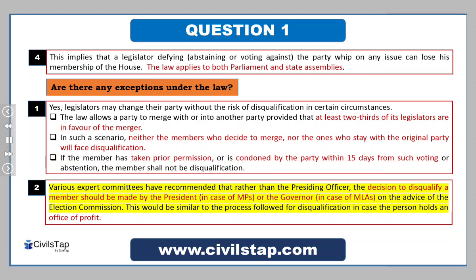Various expert committees have recommended that rather than the presiding officer, the decision to disqualify a member should be made by the President, in case of MPs, or the Governor, in case of MLAs, on the advice of the Election Commission. This would be similar to the process followed for disqualification in case the person holds an office of profit. Are there any exceptions under the law?